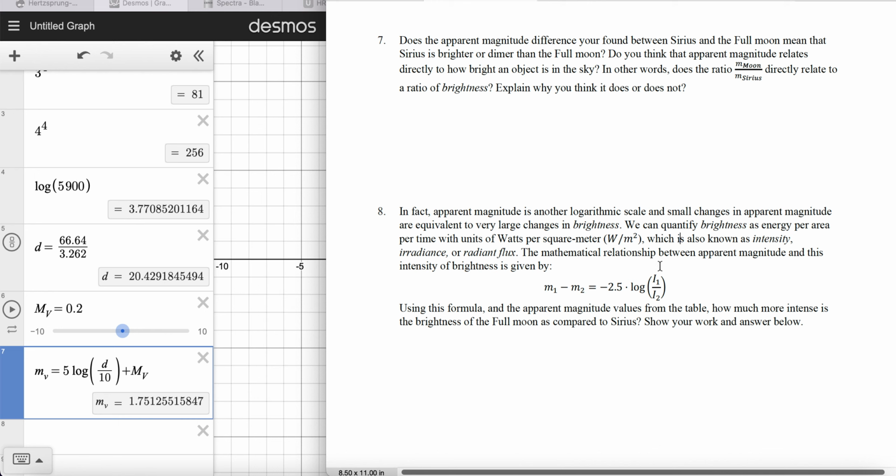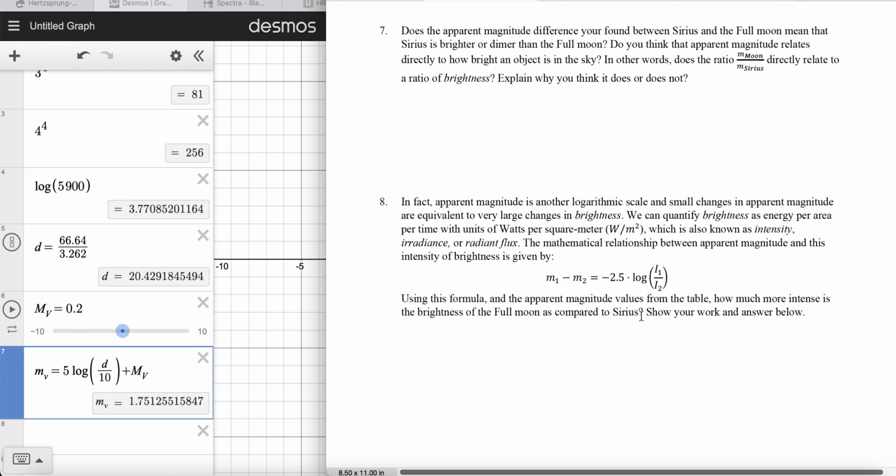Those units of intensity go by many names. Sometimes it's just outright called brightness, sometimes flux, as we saw before, or radiant flux. It can also be called irradiance, which is another one you see a lot. It goes by many names, but it always has the same units: watts per square meter. And the mathematical relationship between apparent magnitudes, comparing any two, and their intensity is given by this formula right here.